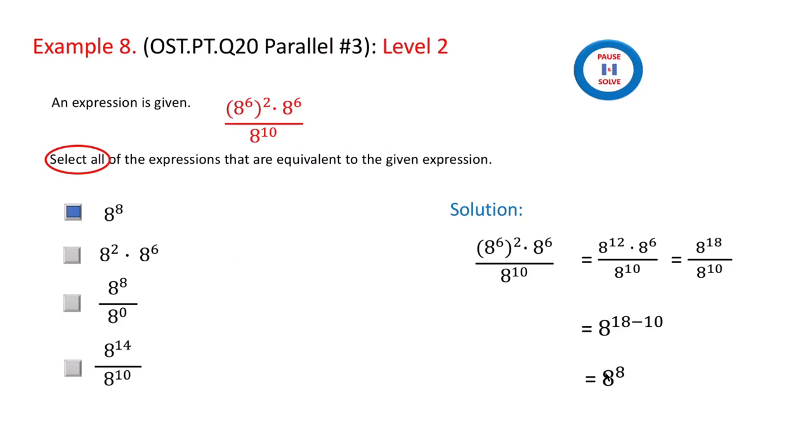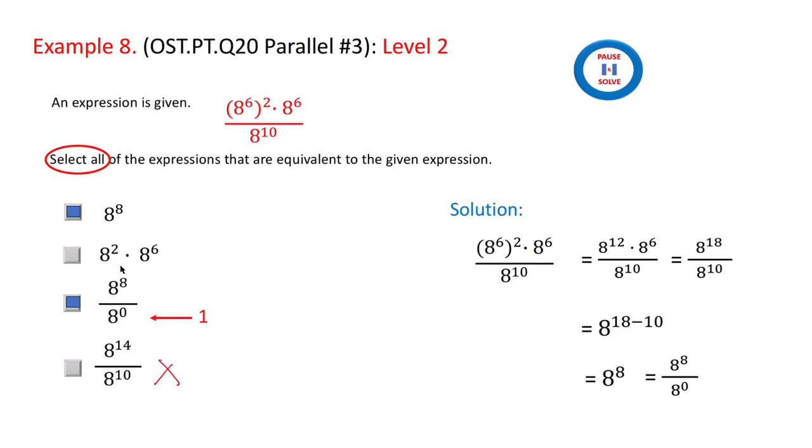Now I can't really go further with this here, so let me look at stuff here. This one, 8 to the power 14 divided by 8 to the power 10, that's 8 to the power 4, so that's not good. Now, if I look at this one, 8 to the power 0, remember, is 1. So you are dividing this by 1. It will give you 8 to the power 8, so that's a good answer again.